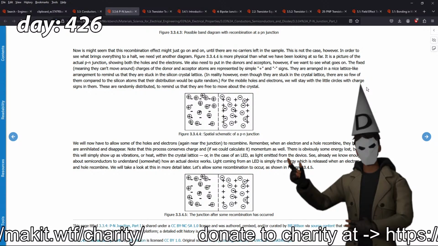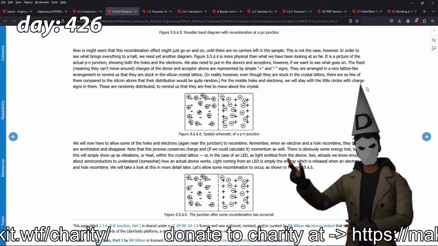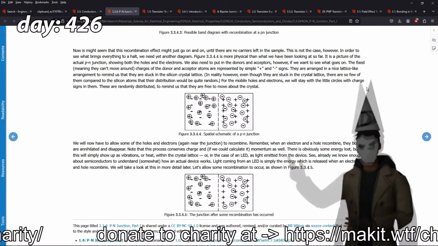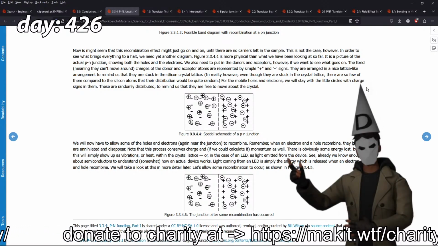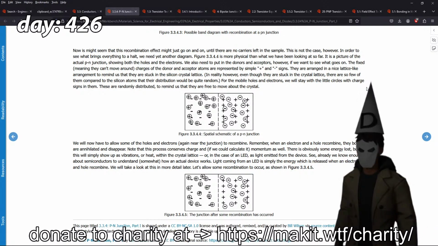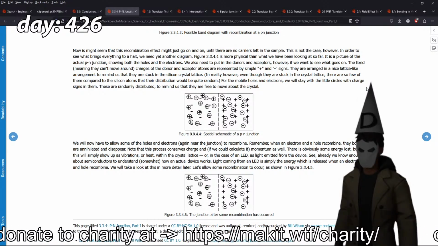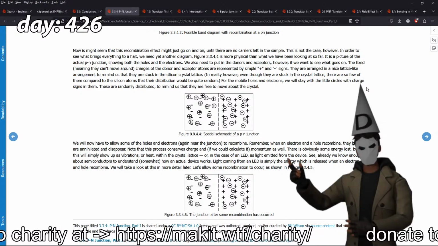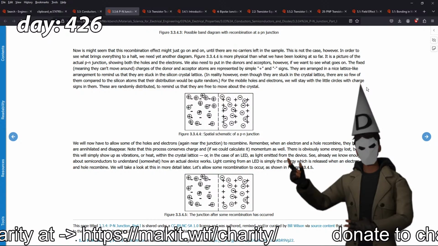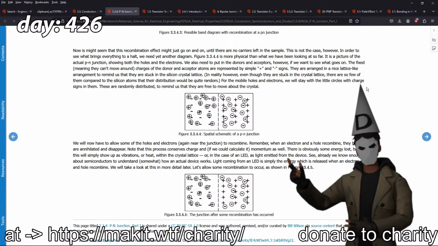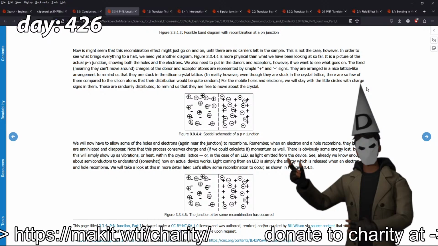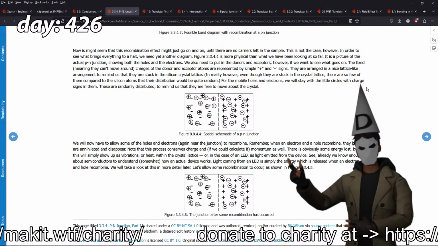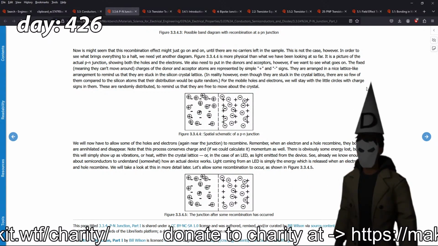Seeing that this recombination effect might just go on and on until there is no crystal left. This is not the case, however. They are stuck in a silicon crystal lattice. In reality, even though they are stuck in the crystal lattice, just a few of them compared to silicon atoms, their distribution would be quite random.